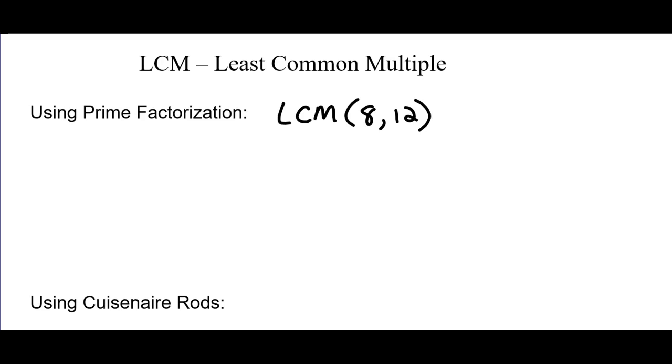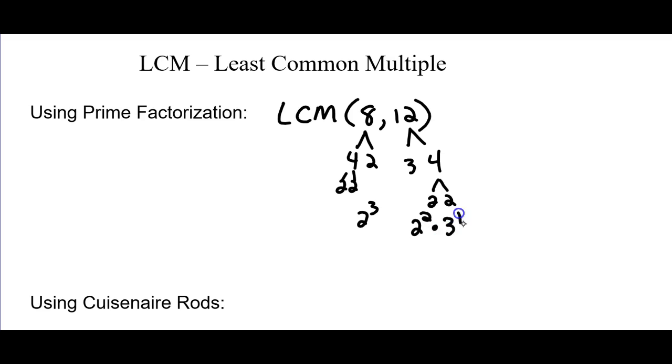So don't get it confused with greatest common factor. That was 4, because 4 will go into both 8 and 12. Now I want the smallest number that I can make that both 8 and 12 will go into. So once again, break this down into its prime factorization. So we get 4, 2, and then 2 times 2. So it's 2 cubed. And 12 is 3 and 4, 2 and 2, so we end up with 2 squared times 3 to the first. Last time we said find the common base and take the smaller exponent, so we ended up with 2 squared, which is 4, because that was the GCF.